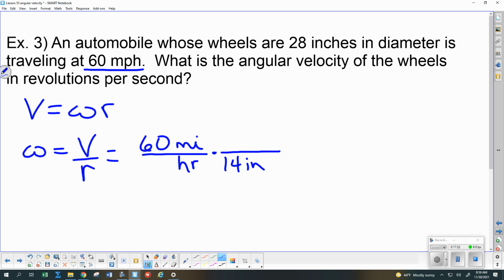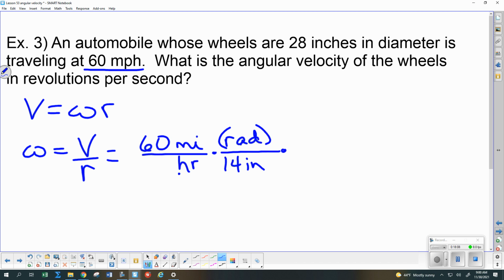And this is automatically, because I'm using the formula, omega is some kind of radians, which I can write in there or not. For now, I'm going to put it in there. I know I can always cross it out if it's not helpful. Okay, notice I have miles and inches in there. Those are both units for distance. I need to get those to cancel each other out. And then I will have radians per hour that I need to change to revolutions per second. So let's get rid of the miles and the inches first.